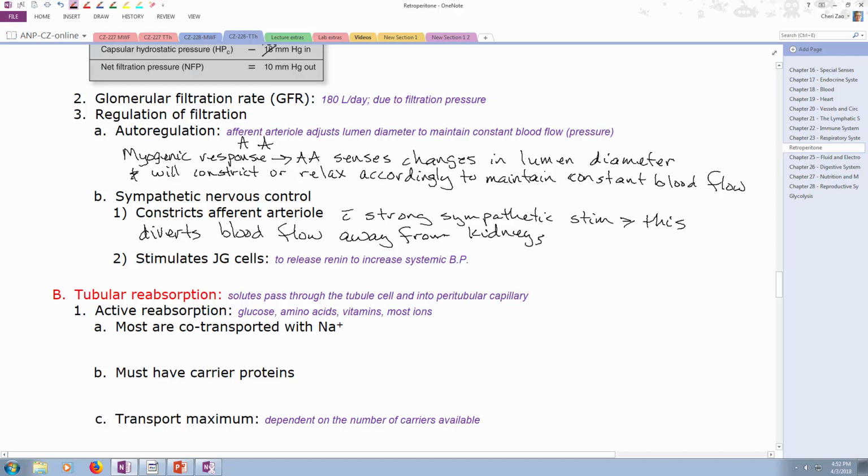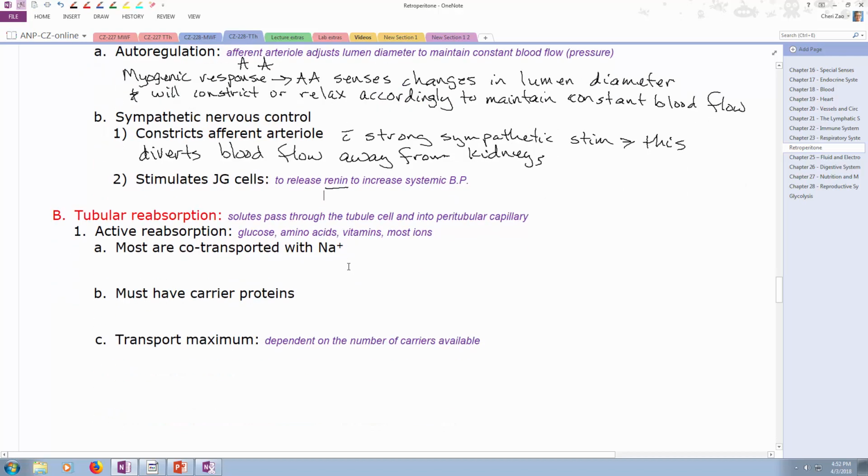Also, the sympathetic nervous system can stimulate the juxtaglomerular cells of the afferent arteriole, remember those guys, to release the renin granules and increase systemic blood pressure. So sympathetic stimulation decreases blood flow to the kidney and will release renin from the juxtaglomerular cells of the juxtaglomerular apparatus, and those guys are also in the afferent arteriole.